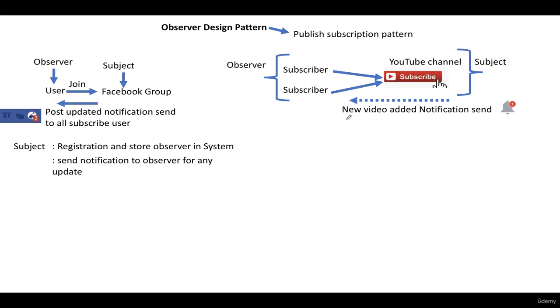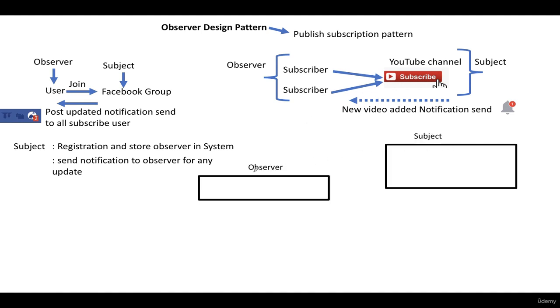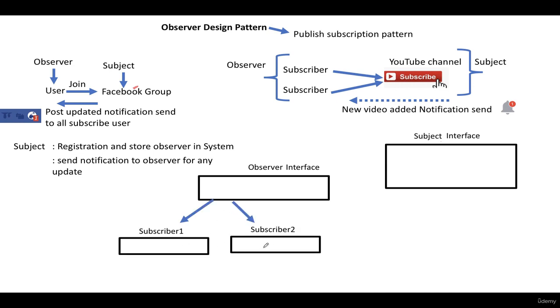So let's see it in object oriented design. We have two major entities, the observer and the subject, and these two entities are interfaces. Interfaces means we just have the method names, and the interface won't implement any method. So this is my observer and this is my subject. And then these are the different subscribers.